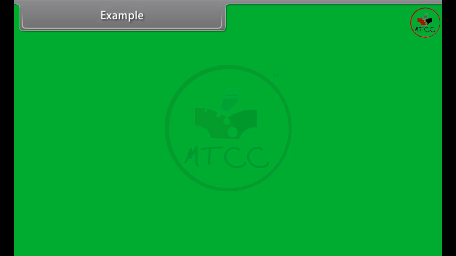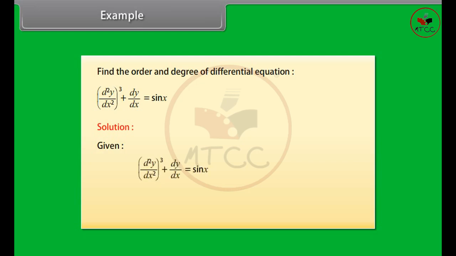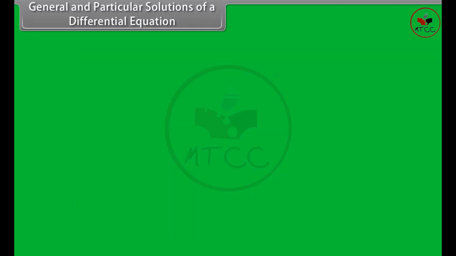Example. Find the order and degree of differential equation. (d2y by dx square) whole power 3 plus dy by dx equals sine x. Solution. Given (d2y by dx square) whole power 3 plus dy by dx equals sine x. Order 2. Degree 3.